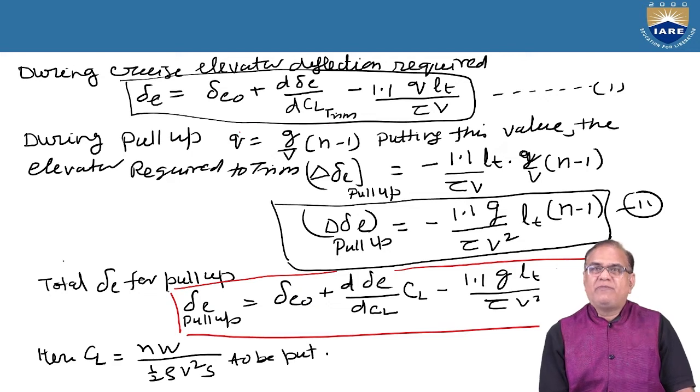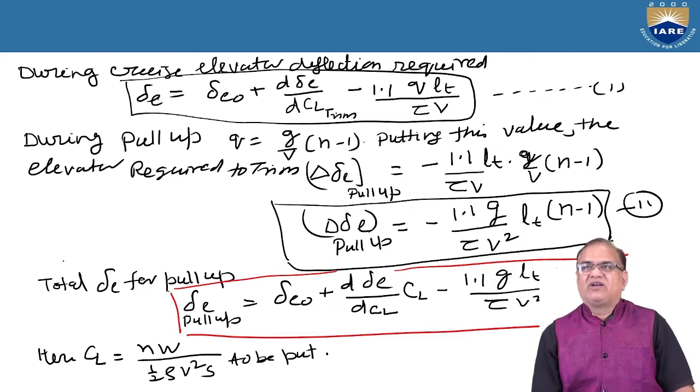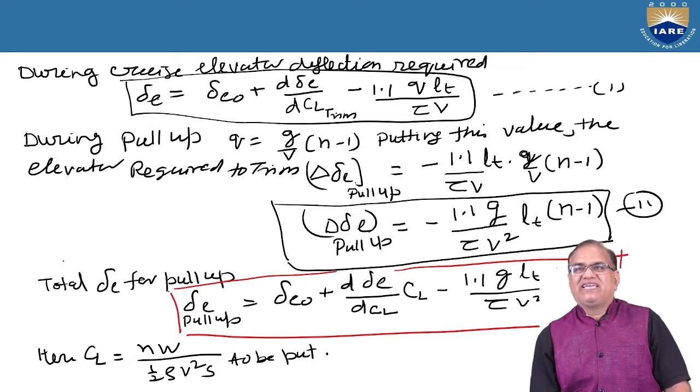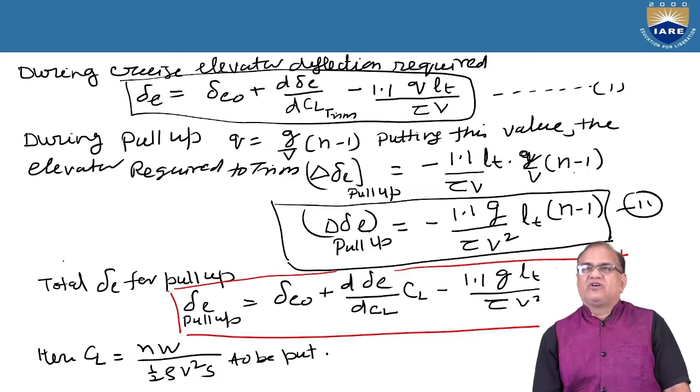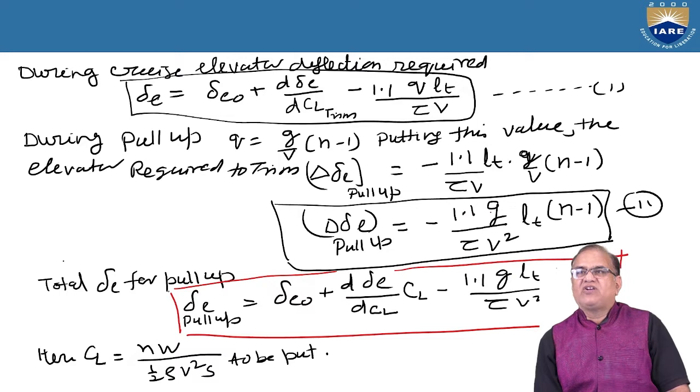During pull up, this Q will be G by V and minus 1. Putting this value, the elevator required to trim, delta E pull up, is equal to minus 1.1 by tau V LT. Q is equal to G by V and minus 1. So delta E pull up required is equal to minus 1.1 G tau V square LT into N minus 1.